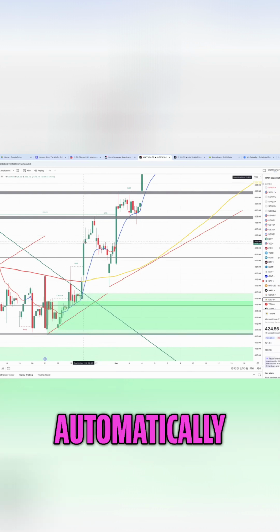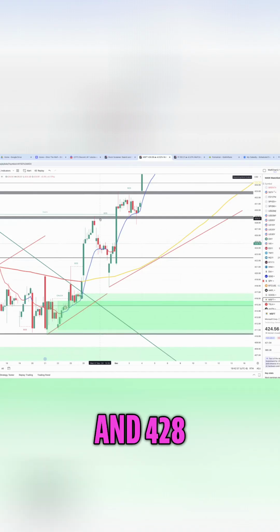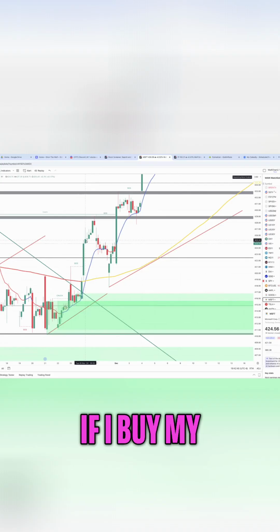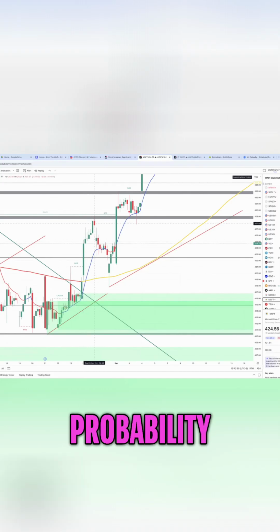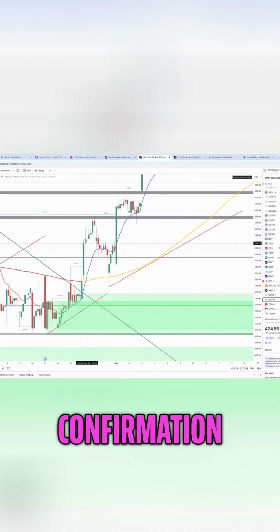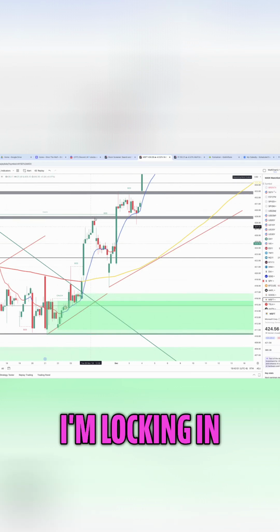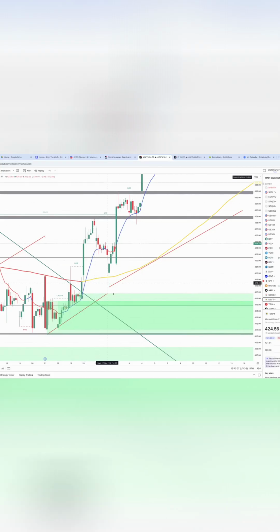So that automatically gives me my range. I can buy strike prices only between 424 and 428, right? If I'm day trading, whatever contracts, if I buy my strike price between 424 and 428, I have a high probability of hitting my first target with the wolf chart confirmation system. So within 6 to 10 candles, I'm gonna be at my first target. That means my entire position can be in the money at 428. I'm locking in most of my profit here, and I'm gonna leave runners to try to come and get the rest of this.